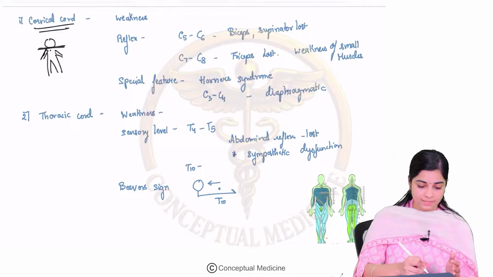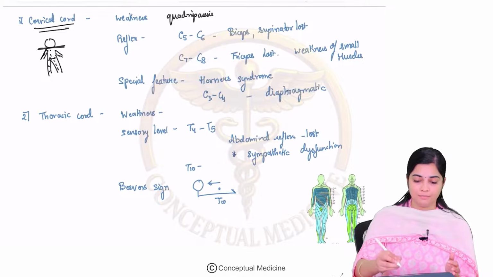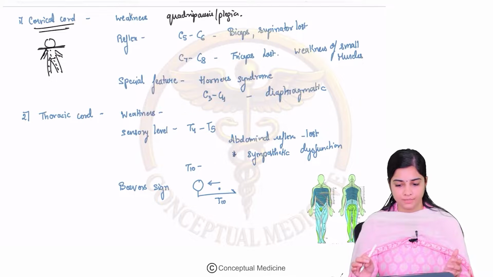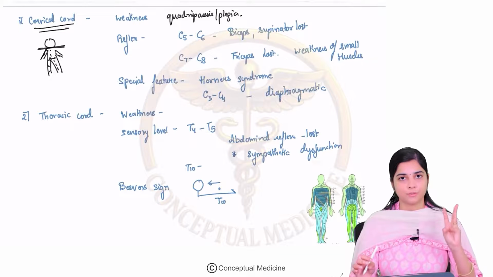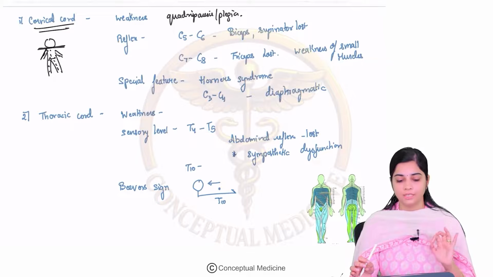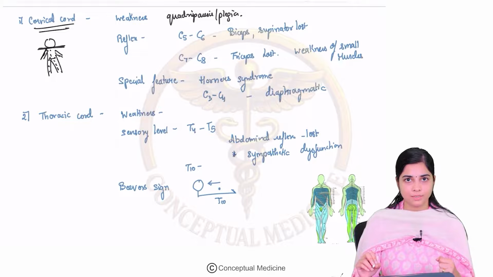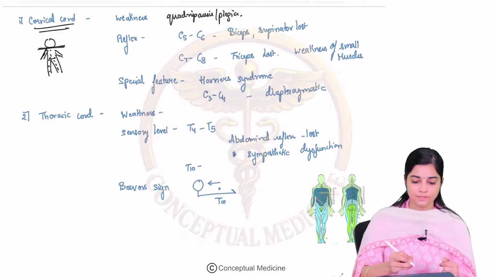You will have UMN signs and weakness of all the limbs below. So, you will have quadriparesis. Paresis means weakness, plegia means complete weakness. Paresis or plegia depending upon how much injury has taken place. So, you can have quadriparesis or quadriplegia. Every time that we speak about a spinal cord lesion, we have to talk about the weakness, the sensations, the reflexes, and the special features. So, what type of weakness? You will have quadriparesis or quadriplegia and you will have complete loss of pain and temperature sensation below the level of lesion.